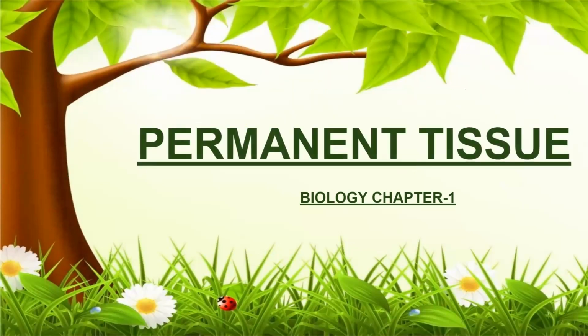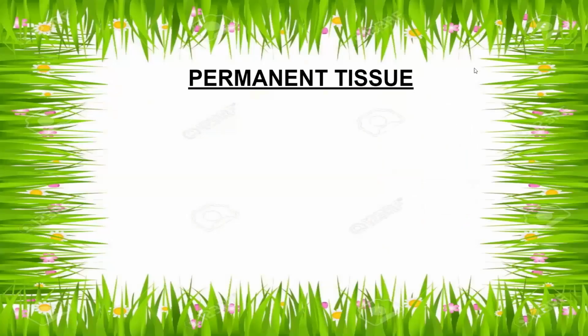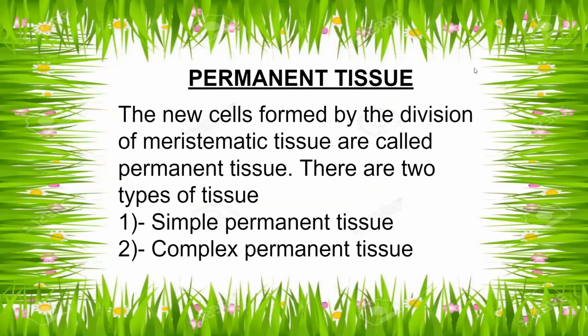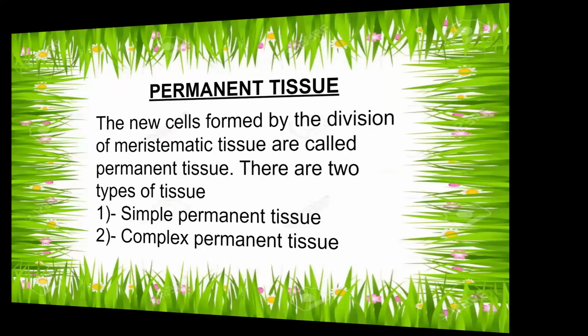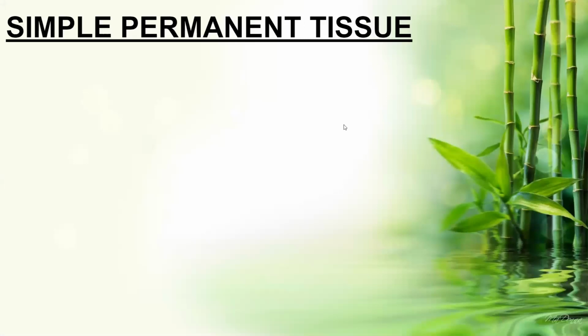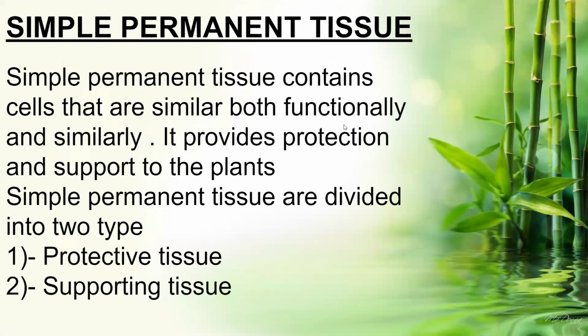So today we will learn about permanent tissues. The new cells formed by divisions of meristematic tissue are called permanent tissue. There are two types of tissue, that are simple tissue and complex tissue. Now we will learn about simple tissues. Simple tissue contains cells that are similar both functionally and structurally. It provides protection and support to the plants. Simple permanent tissue is divided into two types: protective tissue and supporting tissue.